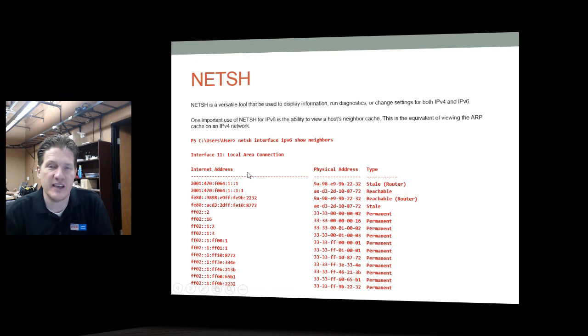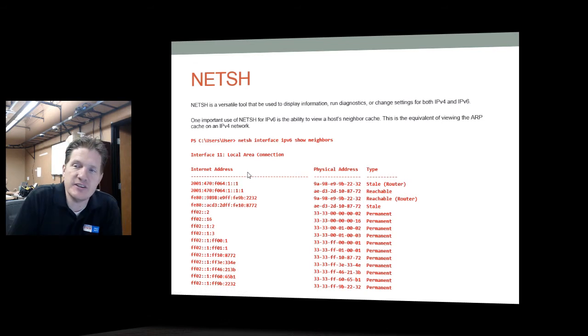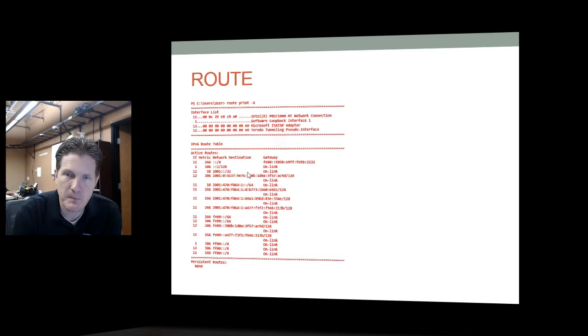The next command is netsh. Netsh allows you to see if there's any neighbor cache, stuff like that. When I type netsh interface ipv6 show neighbors, this shows me all of my IPv6 machines that were discovered via the IPv6 neighbor discovery process. Next command is route. You can type route print -6. This will show you your IP version 6 routing table.